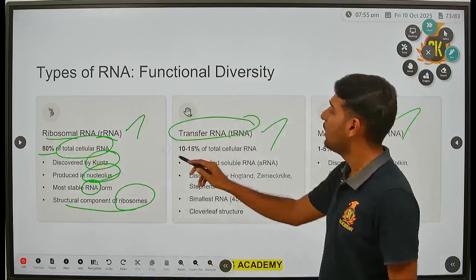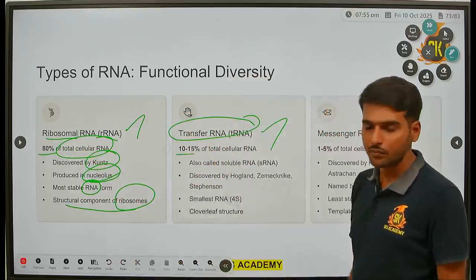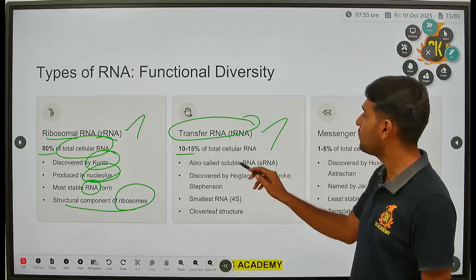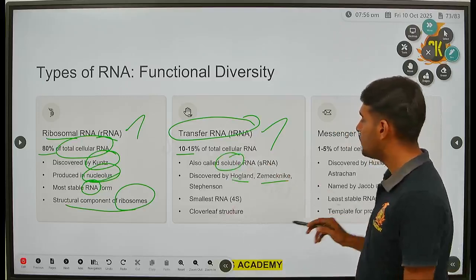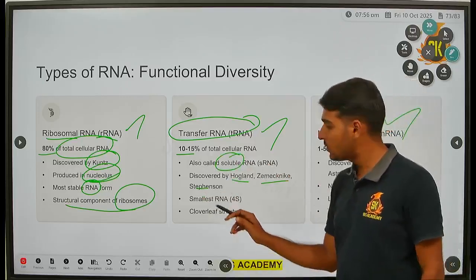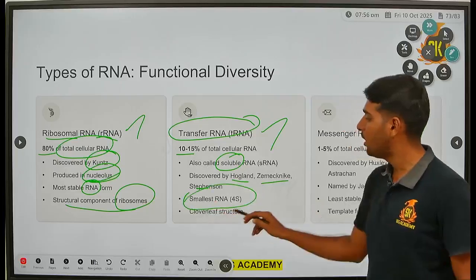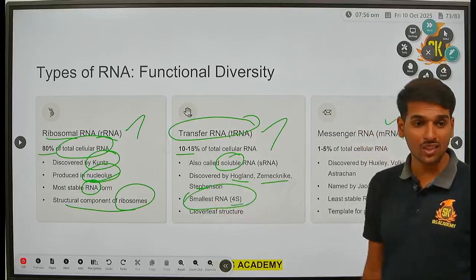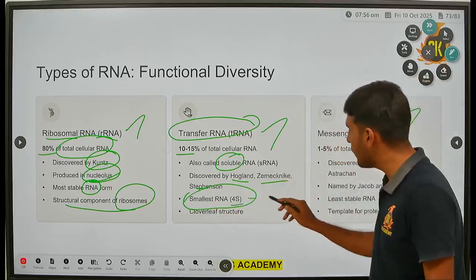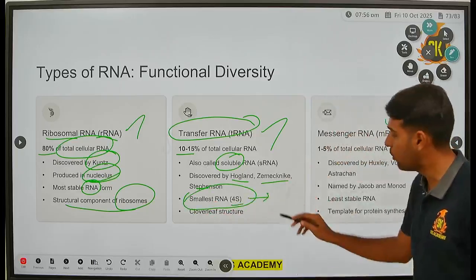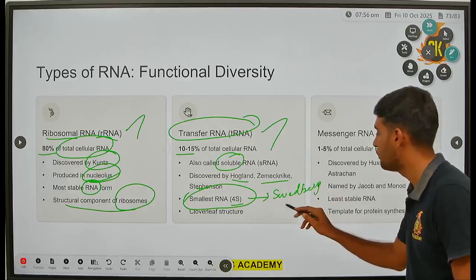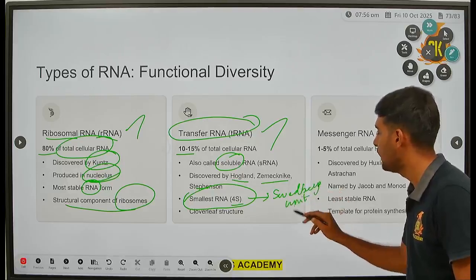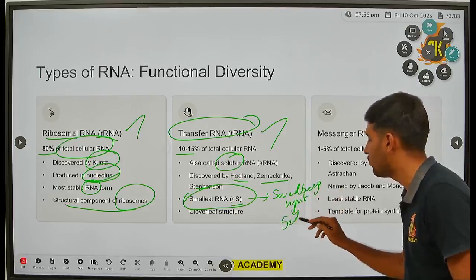Transfer RNA, 10 to 15%. Also called soluble RNA, discovered by Hoagland, Zamecnik and Stephenson, it is the smallest RNA, 4S subunit. S means sedimentation or Svedberg unit. It talks about the sedimentation coefficient.